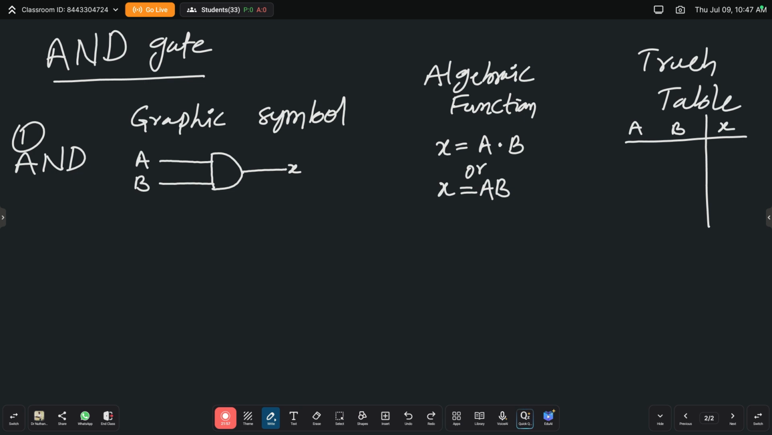Correct. Then what is the truth table? As per the condition, whenever both inputs are 1, only then the output is 1. Otherwise it is 0. So for 0, 0, the output is going to produce a signal, low voltage. This is the way you should understand. So the output is low voltage only.